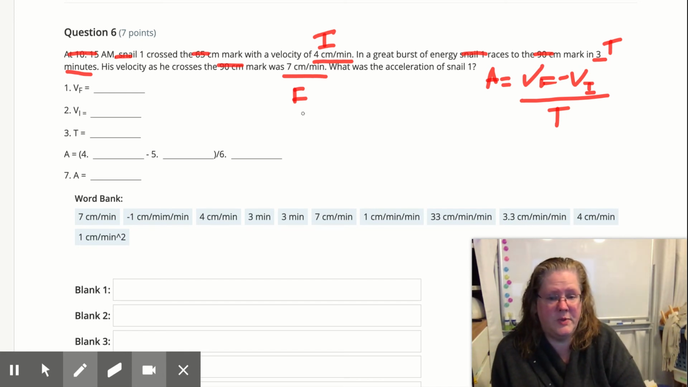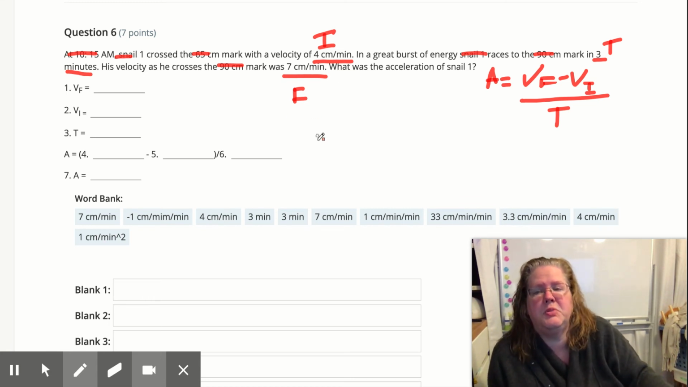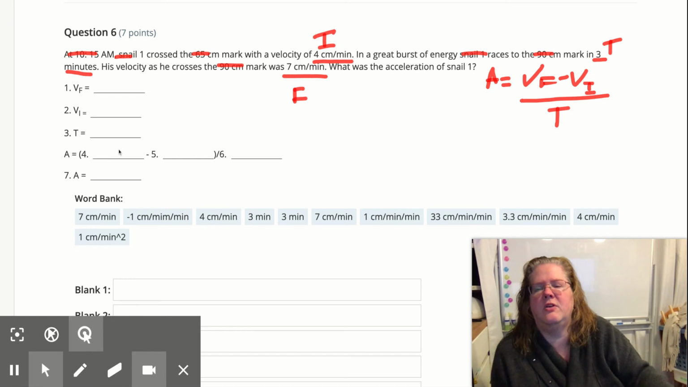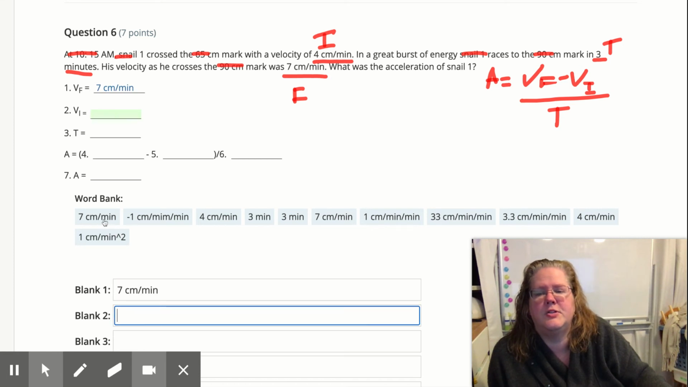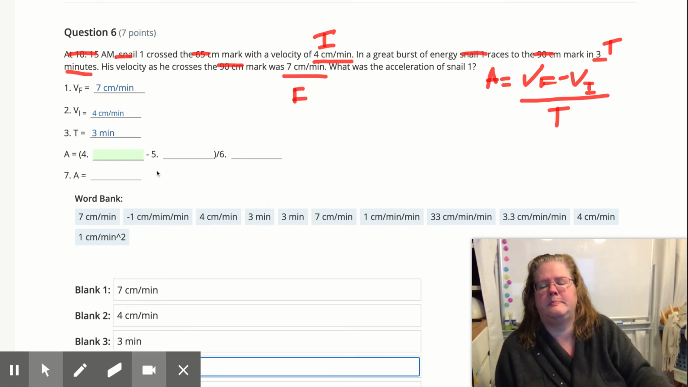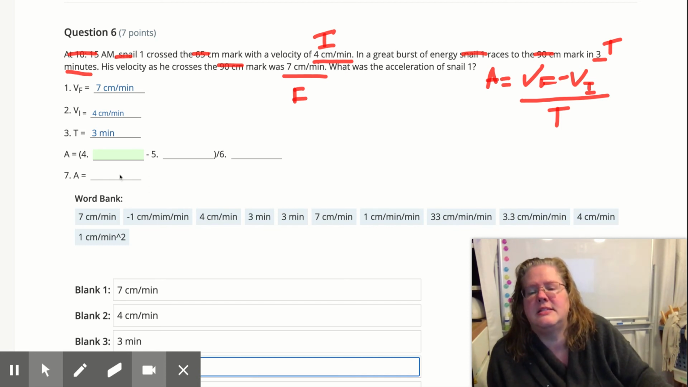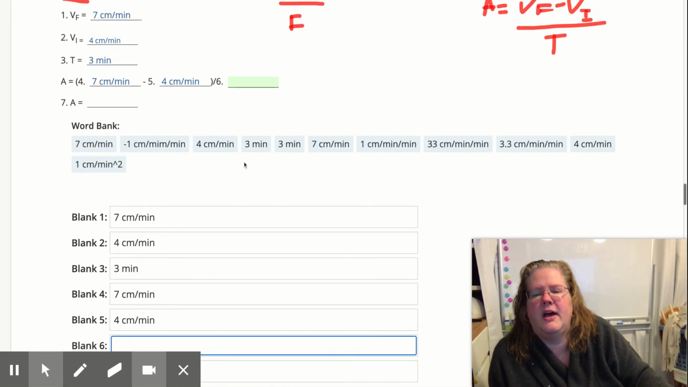There are lots of extra numbers in there we don't need, but we do need this. If I was trying to calculate speed, I'd need to know his time and the distance, so then those measurements would have been great, but I already had my speed, so we're finding acceleration in this case. Let's plug it in. Well, first of all, let's plug in over here before we go to the fun stuff. Final velocity, 7 centimeters per minute. Initial velocity, right up here, 4 centimeters per minute, and the time is 3 minutes. Okay, now let's plug that into our formula. 7 centimeters per minute minus 4 centimeters per minute divided by 3 minutes.